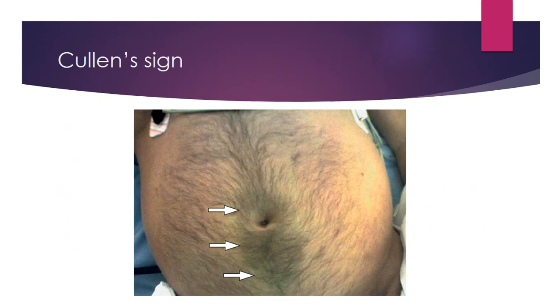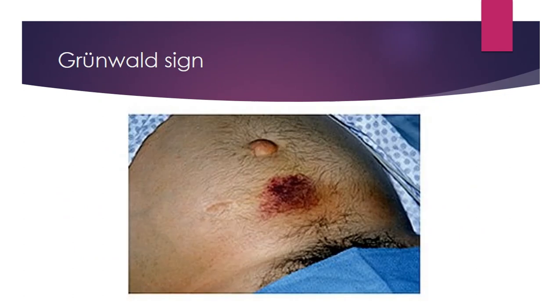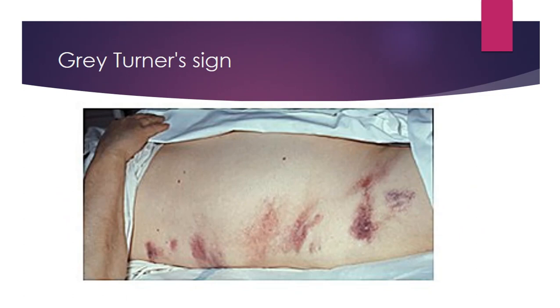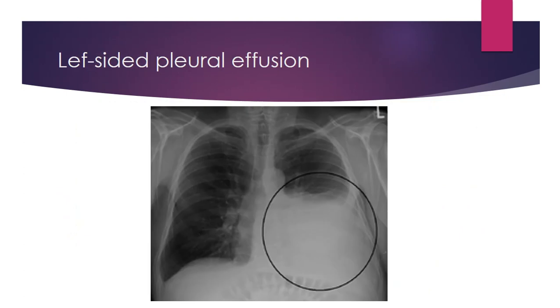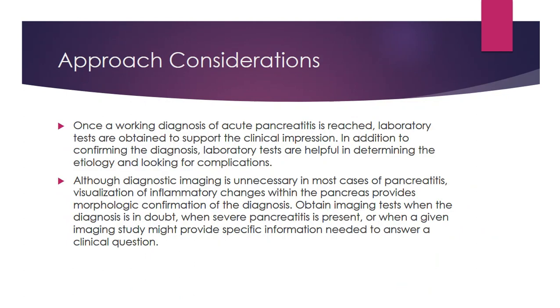On the next slide, you may see Collins sign, that's the bruise around the umbilicus. This picture is showing the Grunwald sign, that's ecchymosis and a large bruise around the umbilicus. Here you can see typical Grey Turner signs with ecchymosis on the flanks. And here's the typical left-sided pleural effusion as a complication of acute pancreatitis.